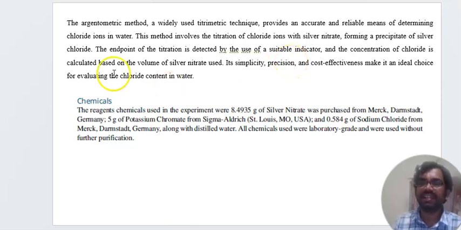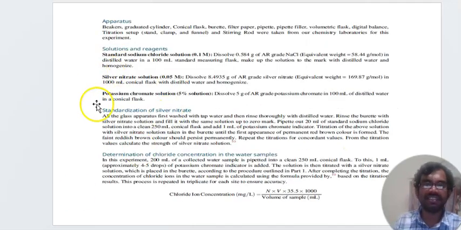You can see the chemicals that are required, and the operators who need to do the chloride identification in the given water samples, like the solutions and reagents. You can see the standardization of silver nitrate and determination of chloride concentration in the water sample. So what are the water samples?